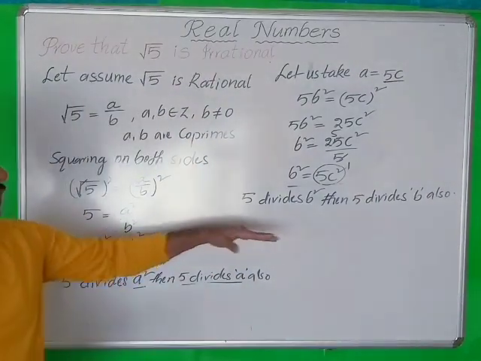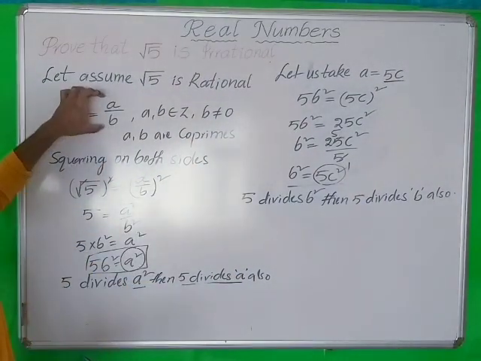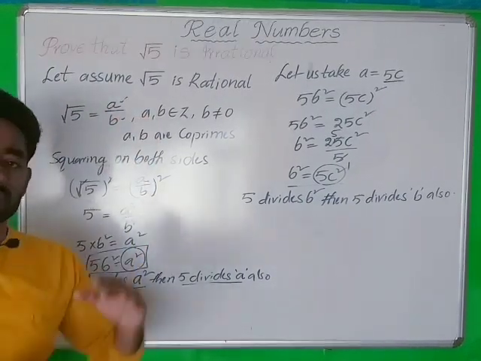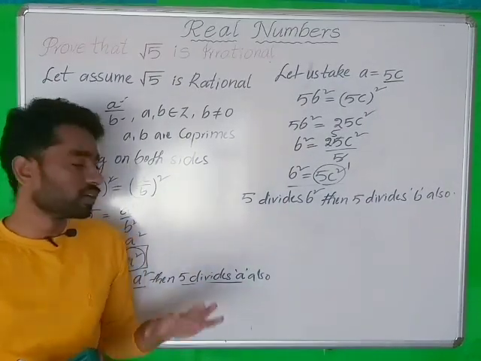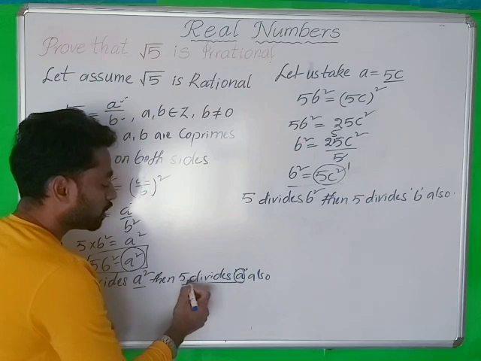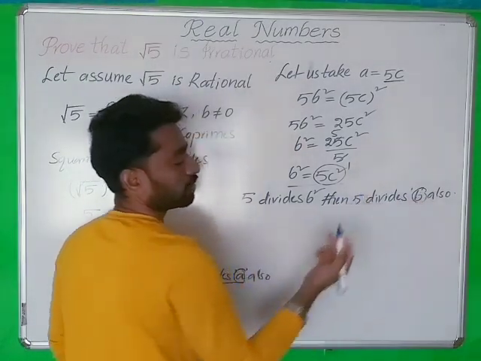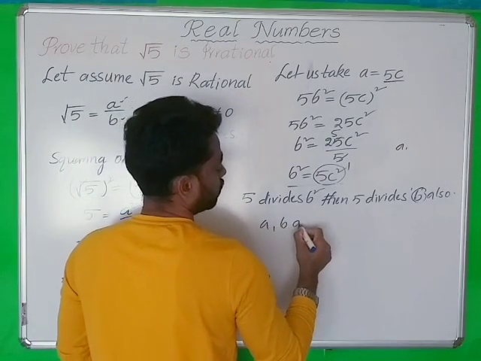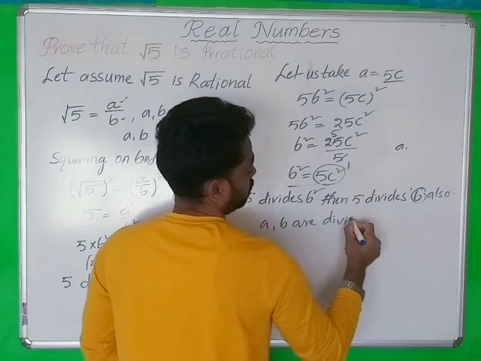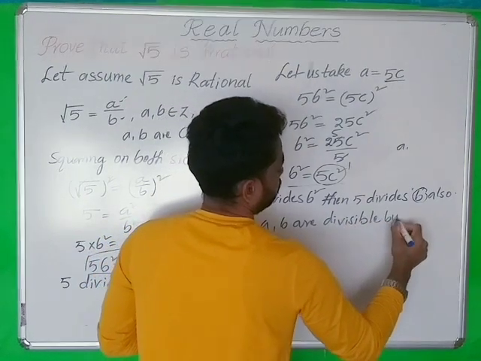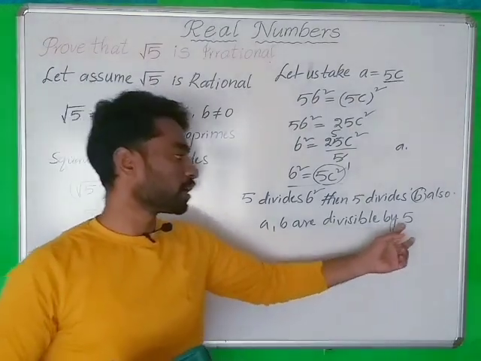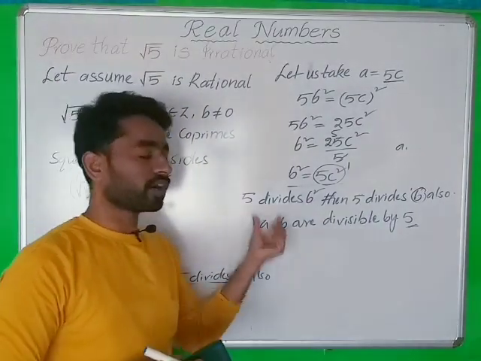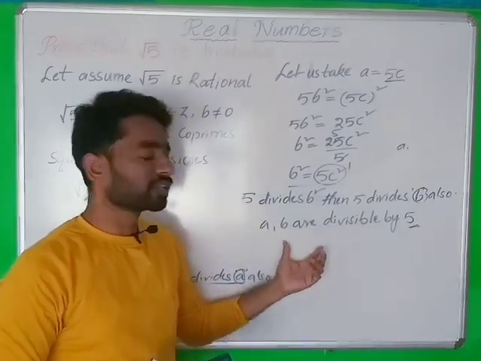Okay, so now we can get the conclusion on one thing. a by b is a rational number, so a and b are co-primes. Co-primes means they should not have any common factor other than 1. But here a is divisible by 5 and b is divisible by 5. So a and b have a common factor, 5. Actually we should not get this, because the HCF, highest common factor, of a and b is only 1. So we are getting the contradiction here.